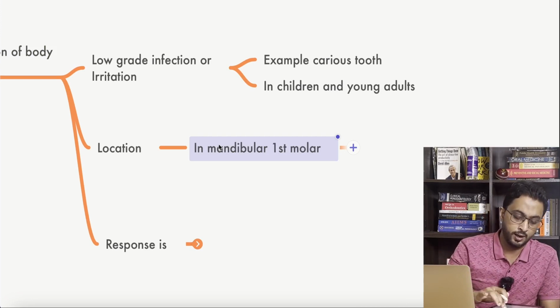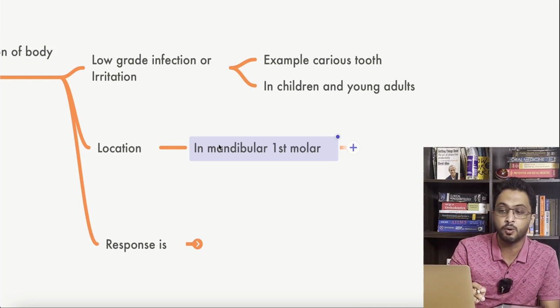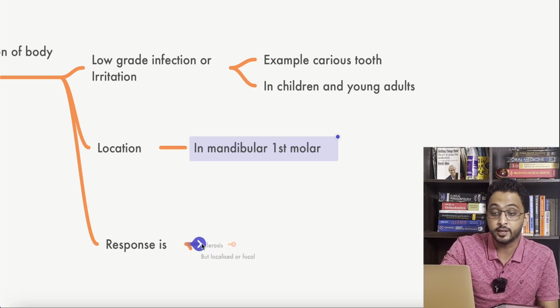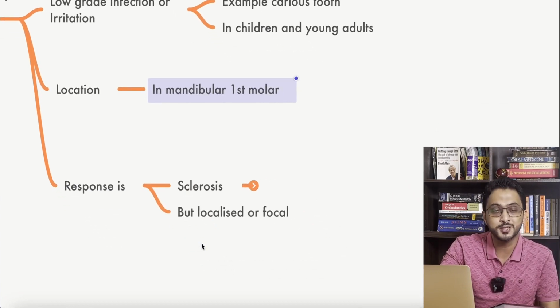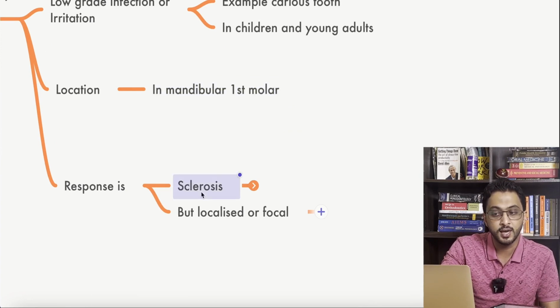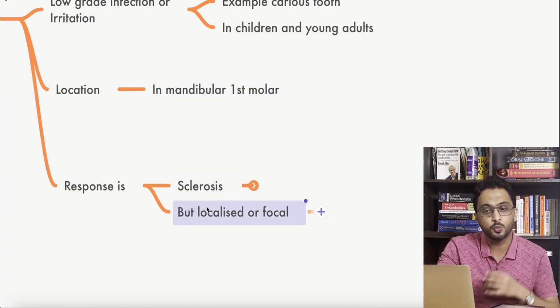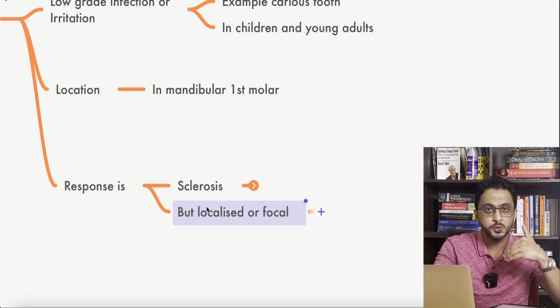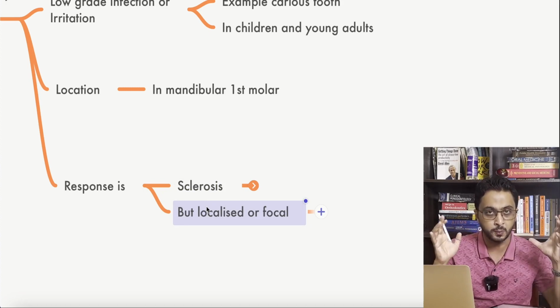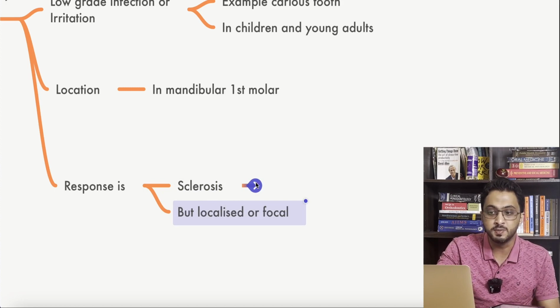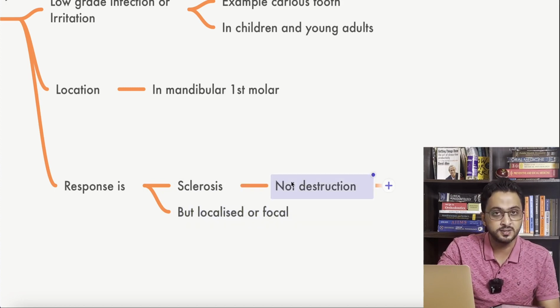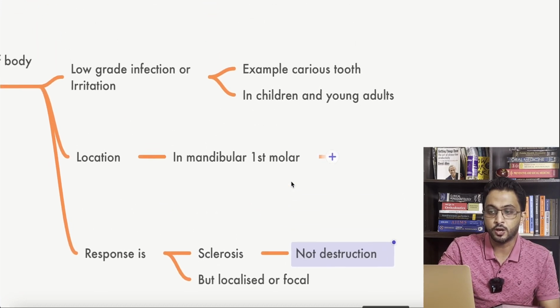Mandibular first molar. Okay, this is a very important key point there, mandibular first molar. Again, the response is different here. It was pus formation and destruction. Here it is sclerosis, but it is localized to one particular area, unlike the next one which you are going to see, that is more spread out. So it's sclerosis basically and not destruction. Please understand, it's sclerosis and not destruction. So that is chronic focal sclerosis.